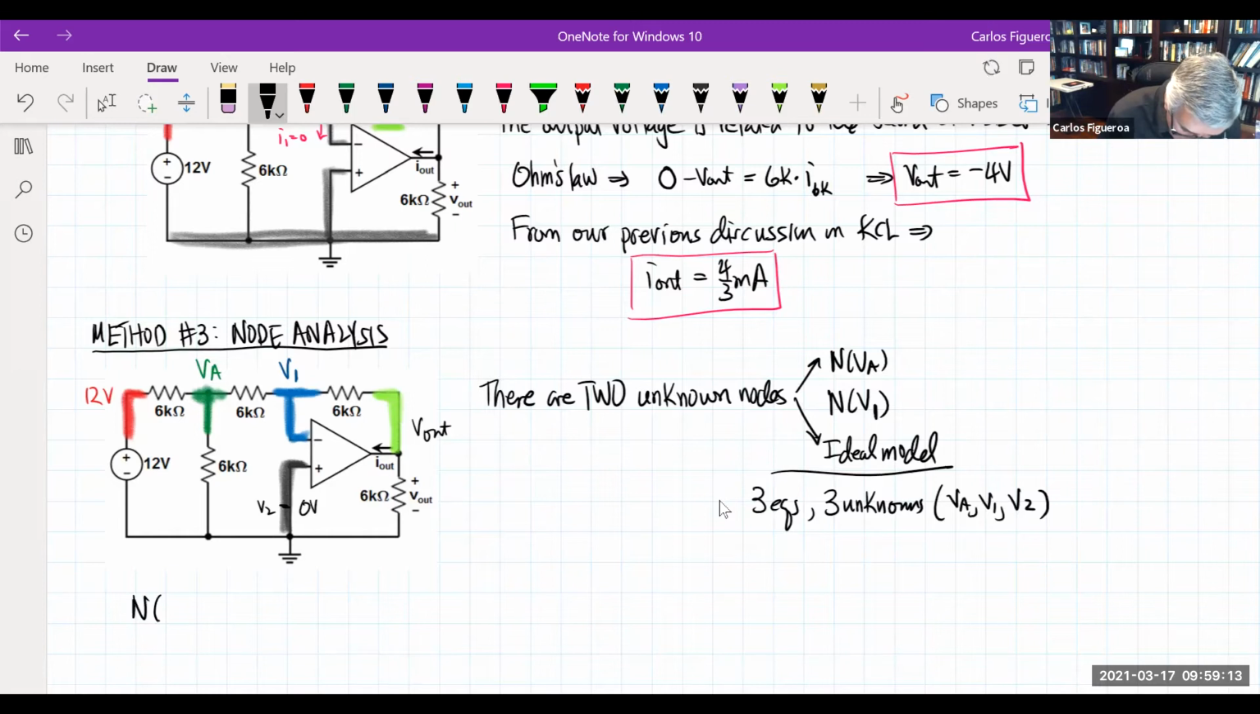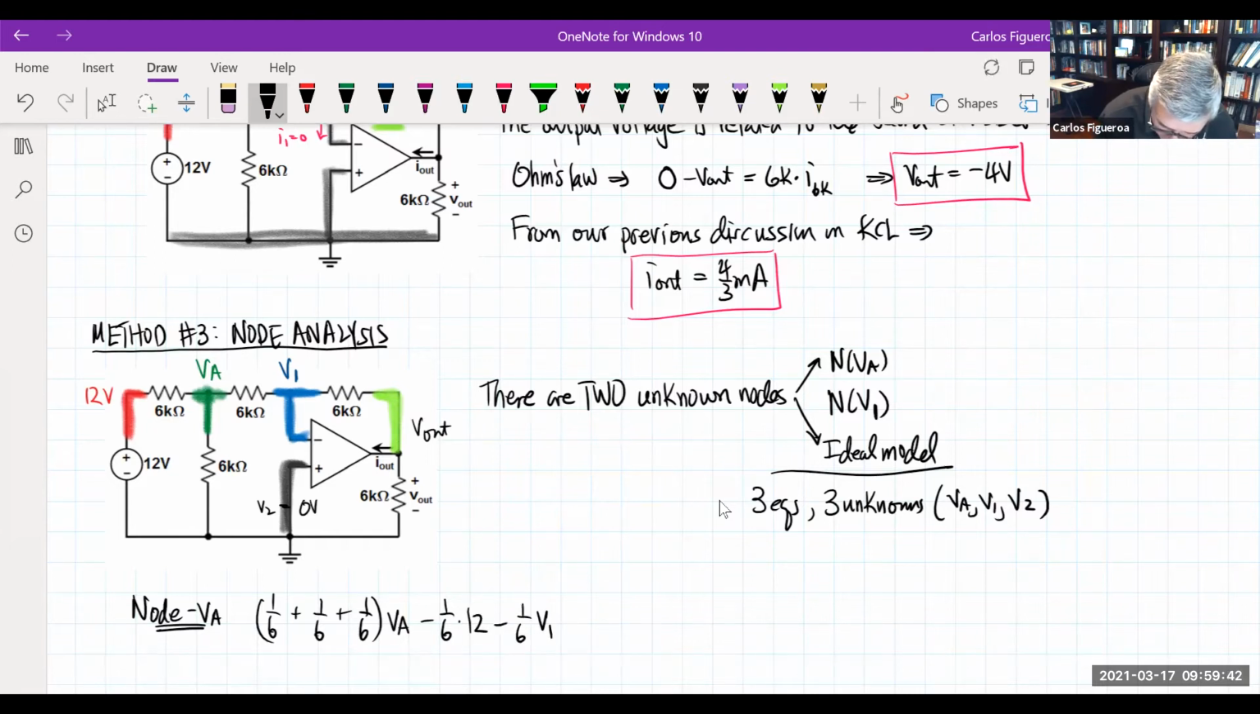So I have node VA. So then I'm going to go write all the equations for that. So I have what? 1, 2, 3. So I get 6, 6, 6 for VA. Then I have 1 connected to 12. I have 1 connected to the ground, and I have 1 connected to V1. So then I get 1, 6, V1, and no current sources, so that's 0.